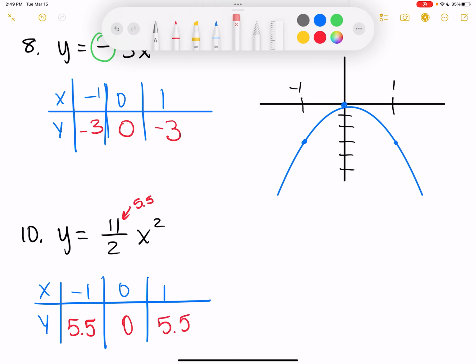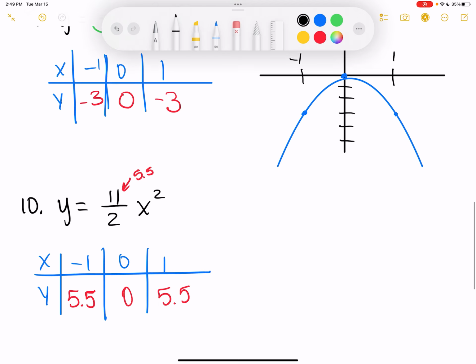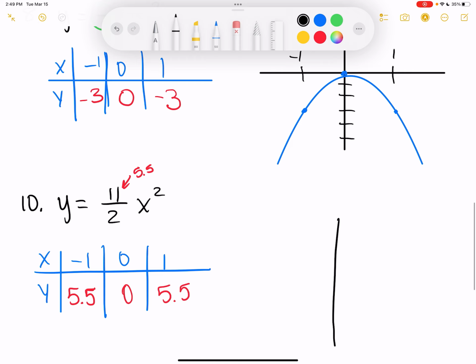Do you want us to cover it with decimal or leave it as a fraction? I don't care. It's however it's easier for you to graph it. So at negative 1, it's at 5.5. At 0, it's at 0. At 1, it's at 5.5.